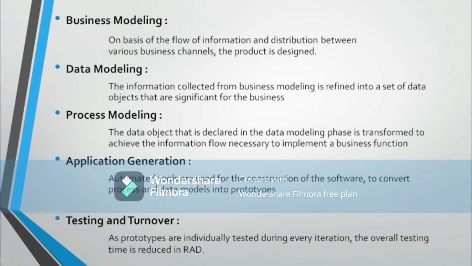Application generation. Automated tools are used for the construction of the software. They convert the process and data models into prototypes. Testing and turnover. It means that prototypes are individually tested during every iteration. The overall testing time is reduced in the RAD model.